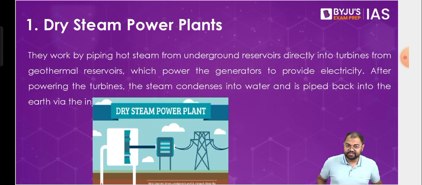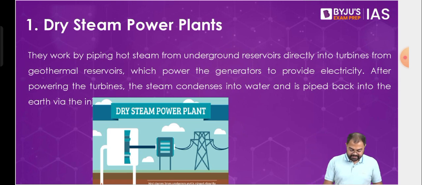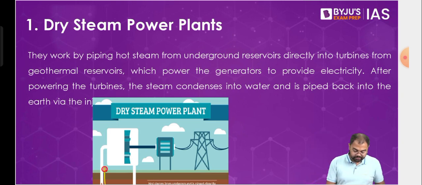The first one that we have here is the dry steam power plant. In case of a dry steam power plant, if you look at this particular picture, it will give you an idea about the entire structure of the work. This is where you have the reservoir, and from this reservoir we are getting the heat. This heat in the reservoir has a high temperature. From there, the steam that is there, you will have steam from these sources, and this steam will come to the surface.